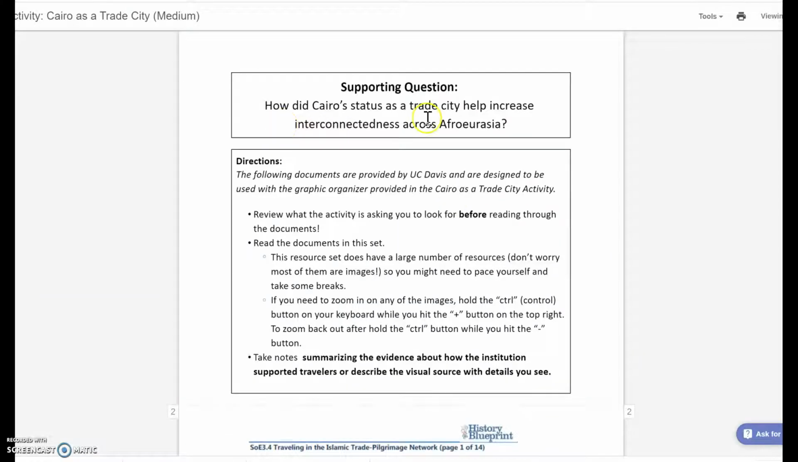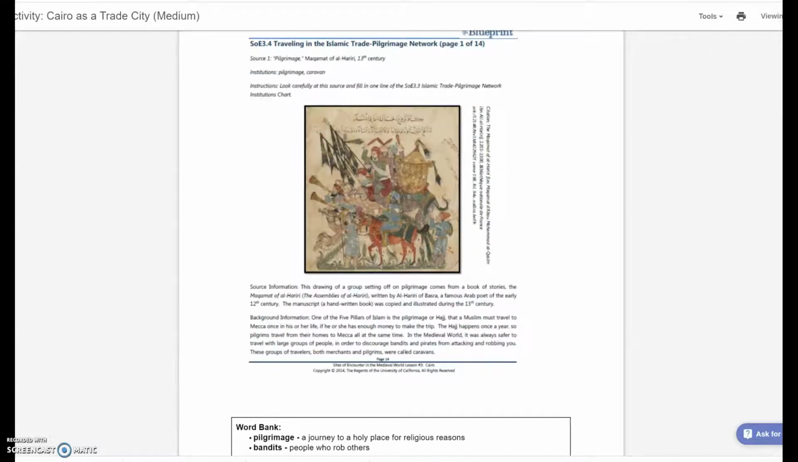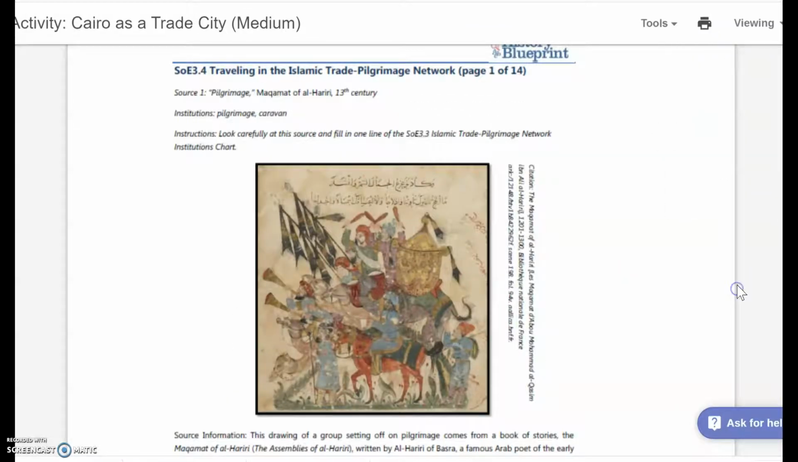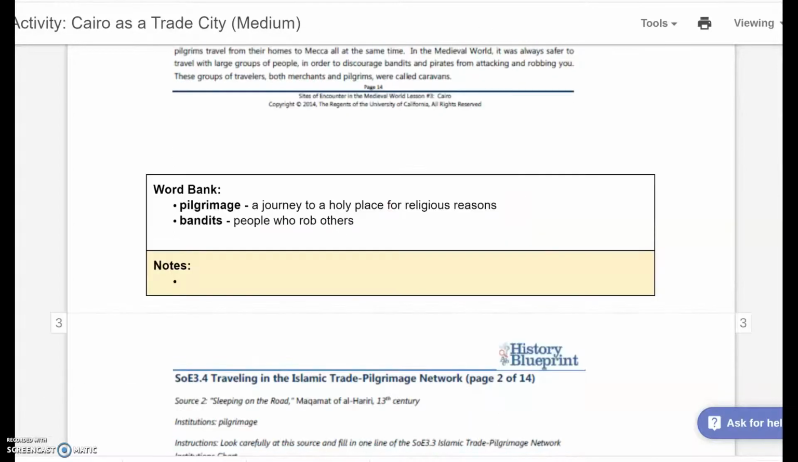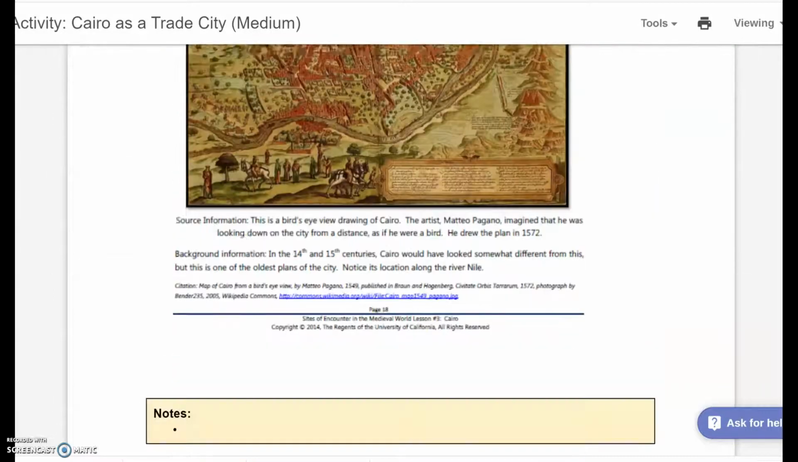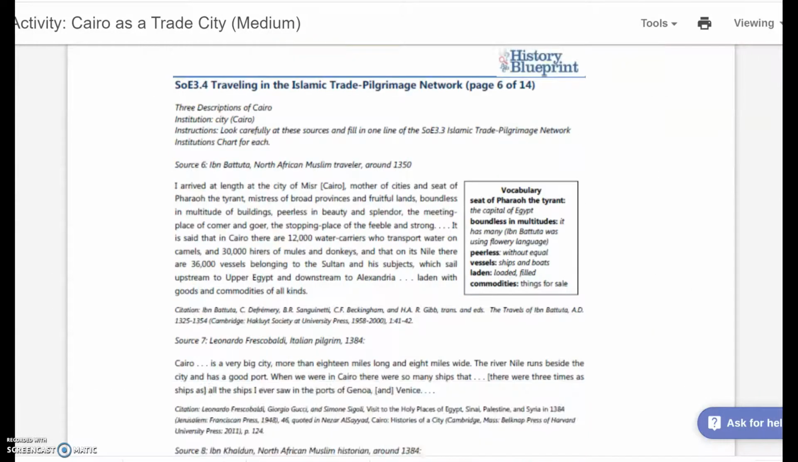And I just want to show you these documents. So, how did Cairo's status as a trade city help increase interconnectedness of bringing together people across Afro-Eurasia? So I'll let you read through all this, but so these are some key documents, and you might want to blow this up. You know how to increase your size of your screen, right? So that's what I would do if I was reading all these. So you're just going to go through here. Same drill as pretty much every week, right? Look at the images. So this one's a very visual one, which is nice.